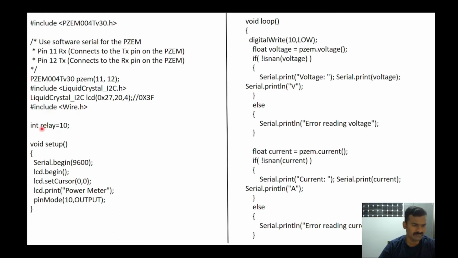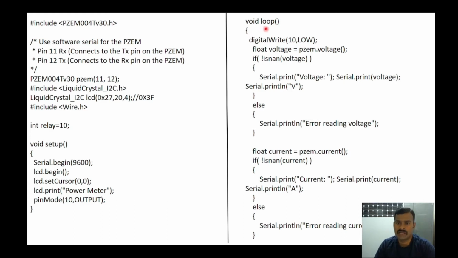And I am going to declare a relay, which is connected to pin number 10 of the Arduino. In the setup, I am going to begin the serial port communication and the LCD. I am going to set the cursor at 0 and display initially power meter. And this 10th pin which I have connected to the relay is going to act as an output pin.